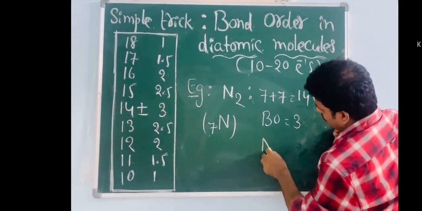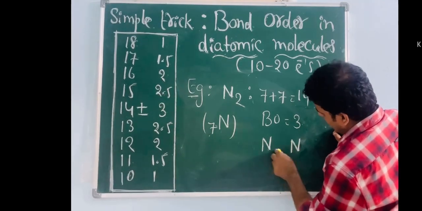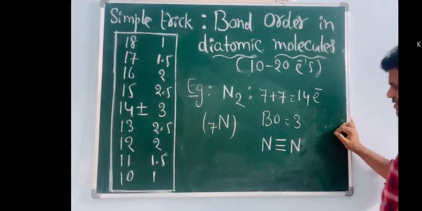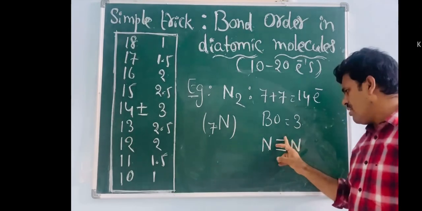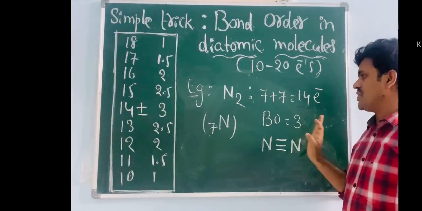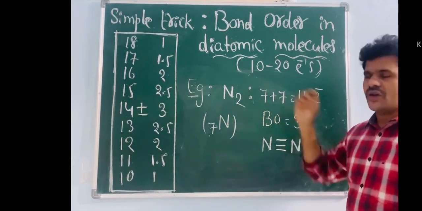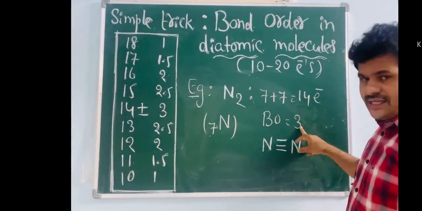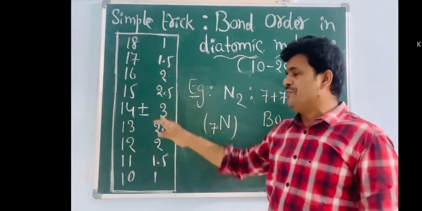So nitrogen has 3 bonds, that is, the number of bonds between the two nitrogen atoms is 3. So that's why the bond order is 3 for the nitrogen molecule. So this is bond order 3 by using our simple trick.